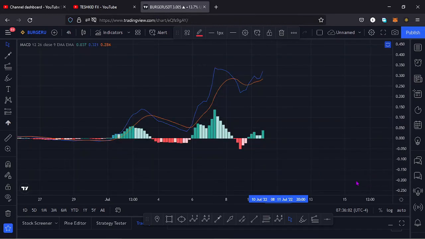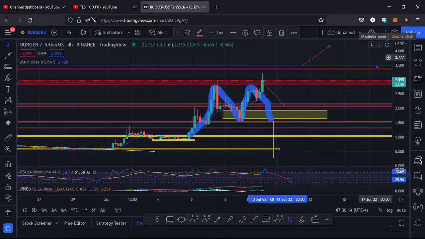Also on the MACD, here on the MACD we don't have anything, though today we have a bit of an increase in volume. So let's be patient and see how that plays out, and I'll keep you updated.